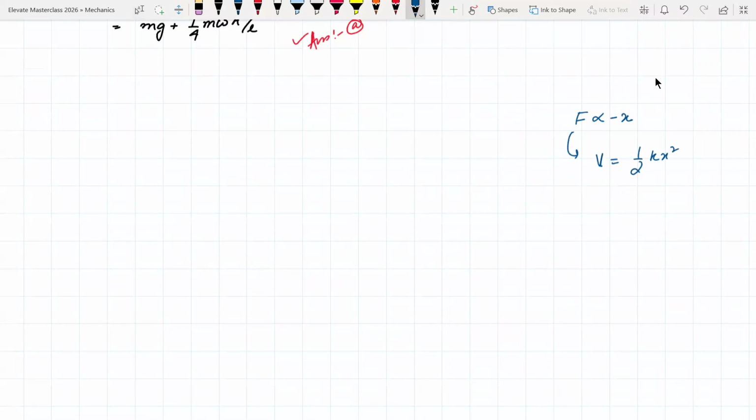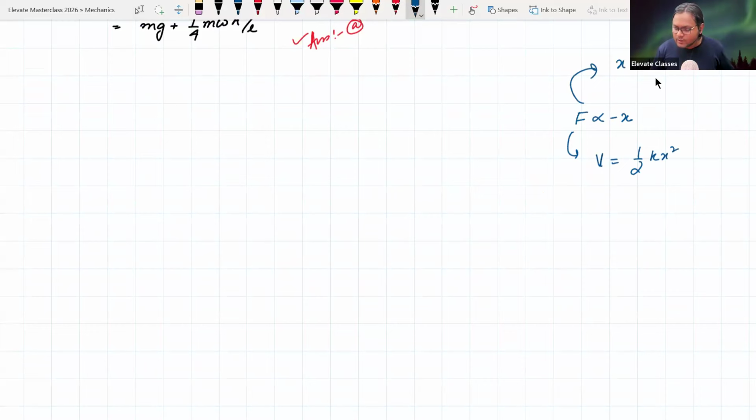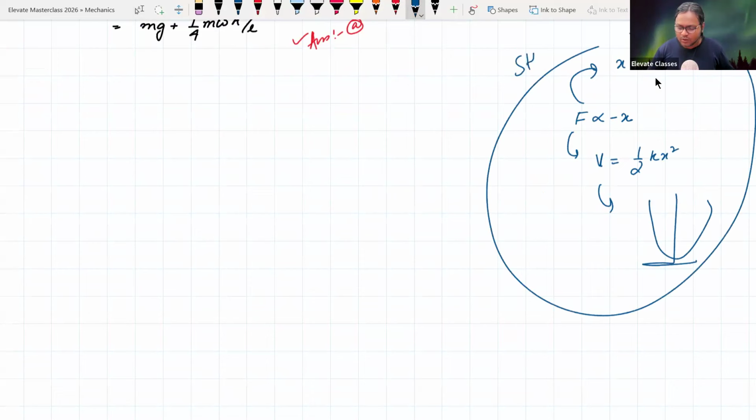Yes or no? Yes, sir. If you solve the force equation, it comes out to be x equal to x naught cos omega t. If you draw the potential energy graph, it will be a parabola. I will discuss all this in the SHM chapter. They are all connected to one another. I will derive it in the SHM chapter.